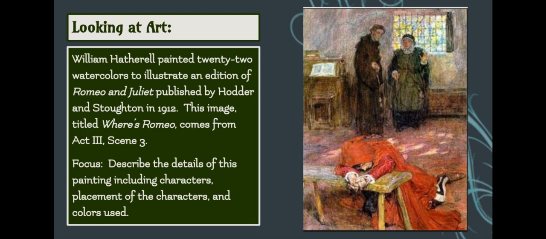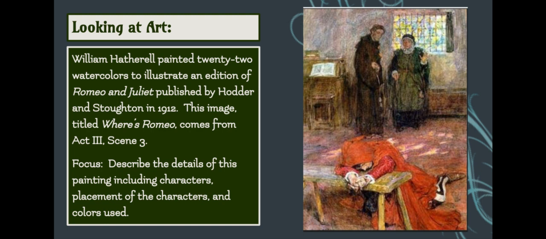Before viewing Where's Romeo, I want you to read the brief statement about the artist to approach the text. William Hatherell painted 22 watercolors to illustrate an edition of Romeo and Juliet published by Hodder and Stoughton in 1912. This image, titled Where's Romeo, comes from Act 3, Scene 3.